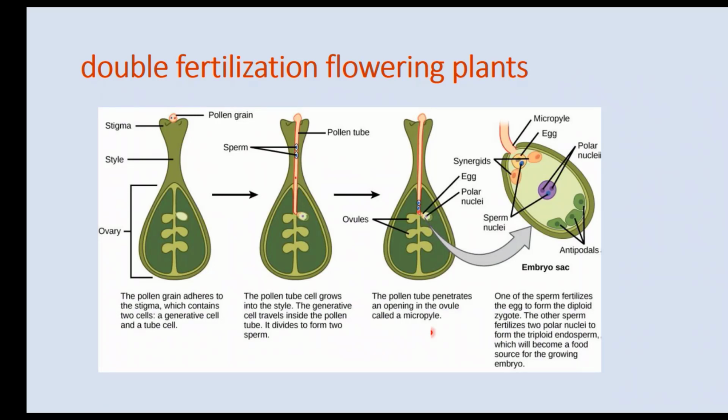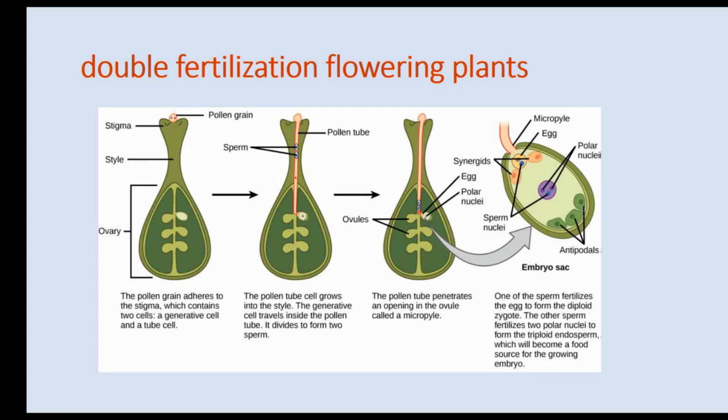And then finally, what's called an embryo sac, where one of the sperm fertilizes the egg to form the diploid zygote, and the other sperm fertilizes the two polynuclei to form a triploid endosperm, which will become a food source to the growing embryo.